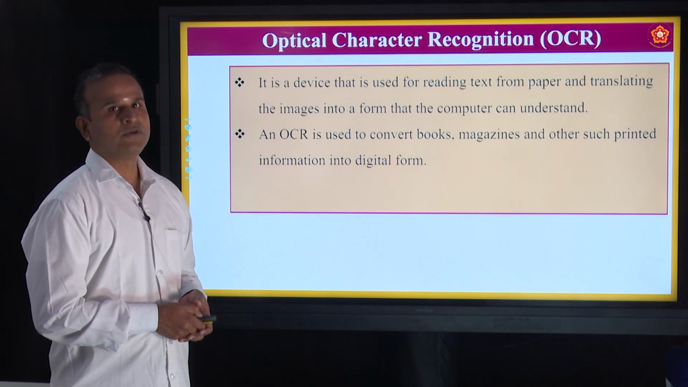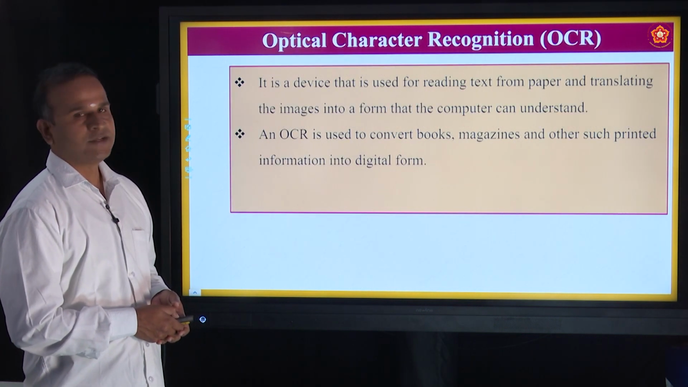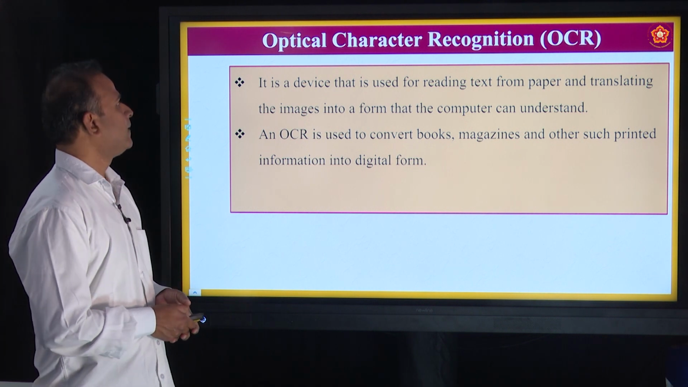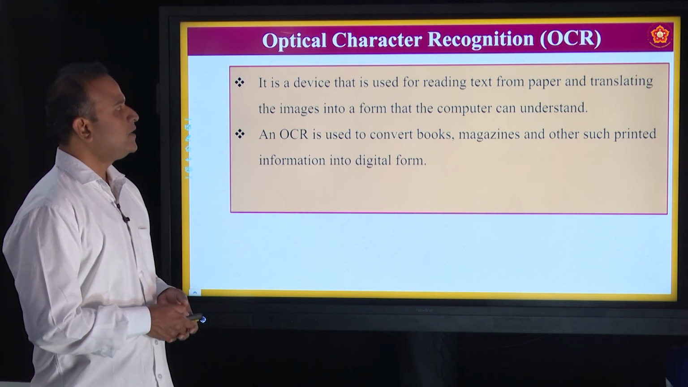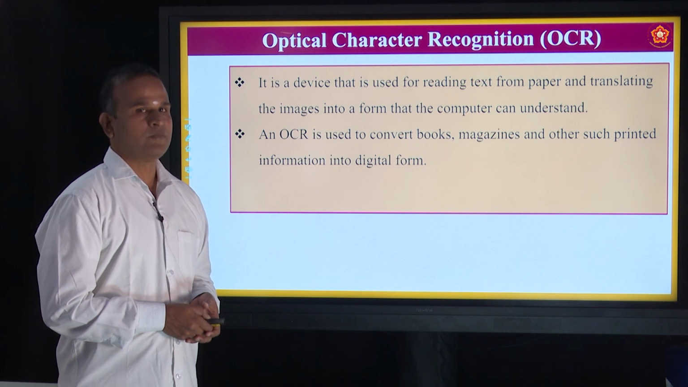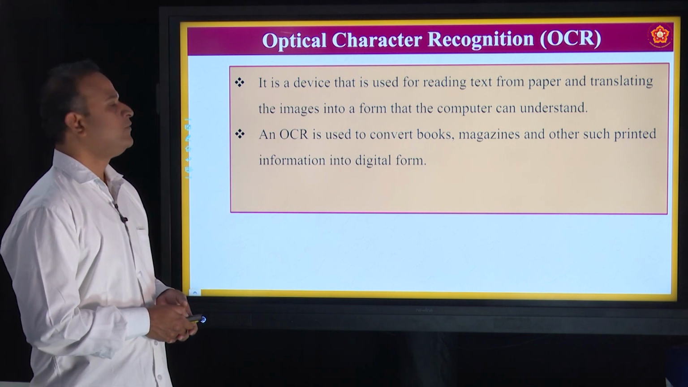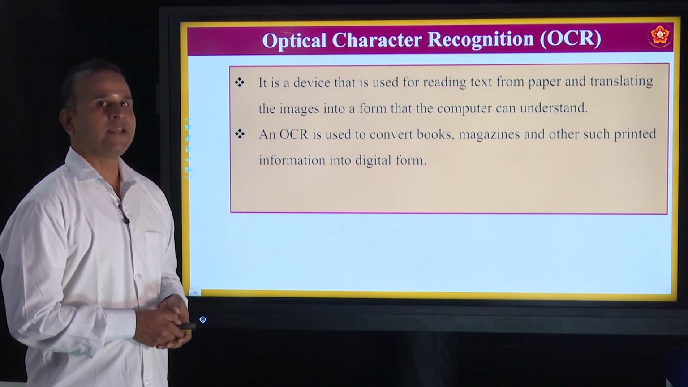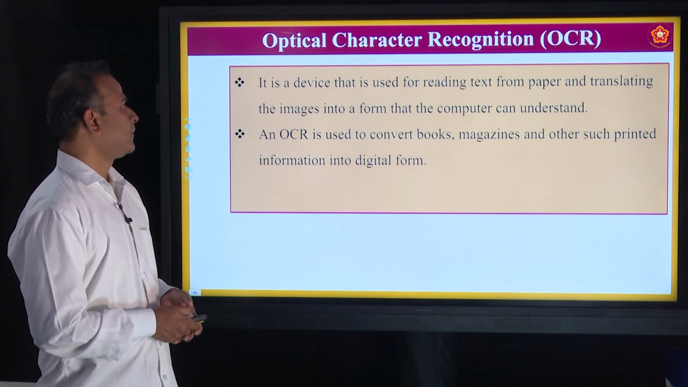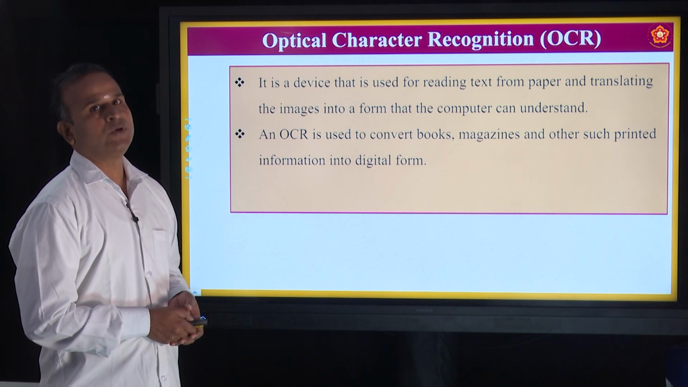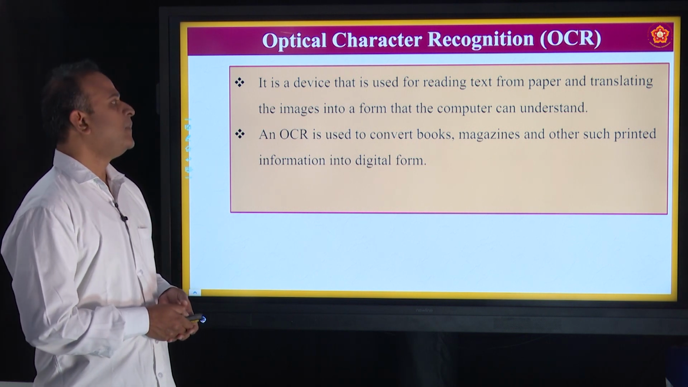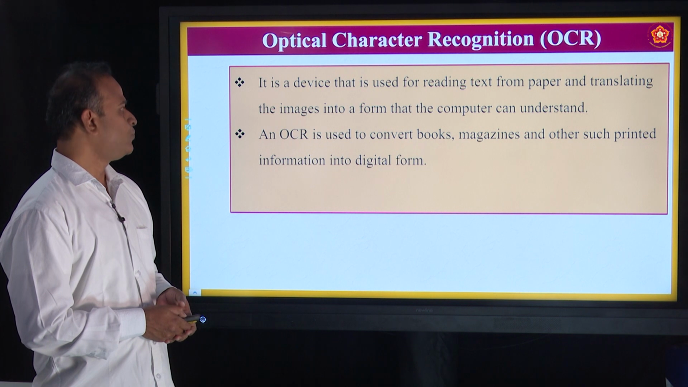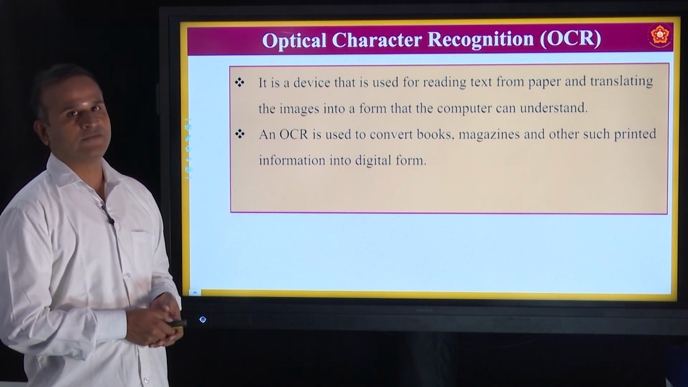Next, we will read about Optical Character Recognition, OCR. This device is used for reading text from paper or translating an image into a form which the computer can understand. The OCR is used to convert books, magazines and other such printed information into digital form.